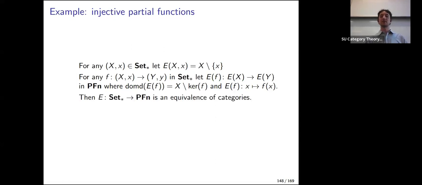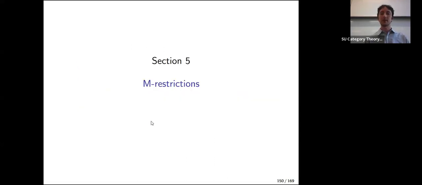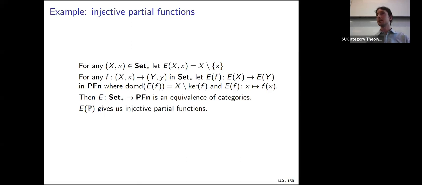Okay, so this is a well-known equivalence of categories between pointed sets and partial functions. And then it turns out that this equivalence restricted to P gives us the category of injective partial functions. So this is nice because monomorphisms of partial functions are interesting because they have to have total domain of definition. So on the pointed set side of things, they need to have zero kernel. So this is kind of a more encompassing notion than just monomorphisms of partial functions.